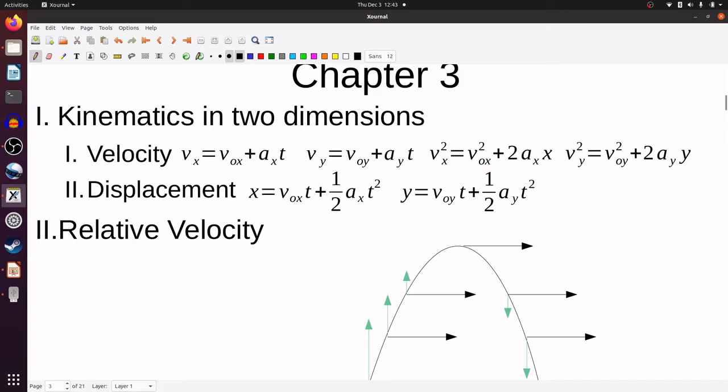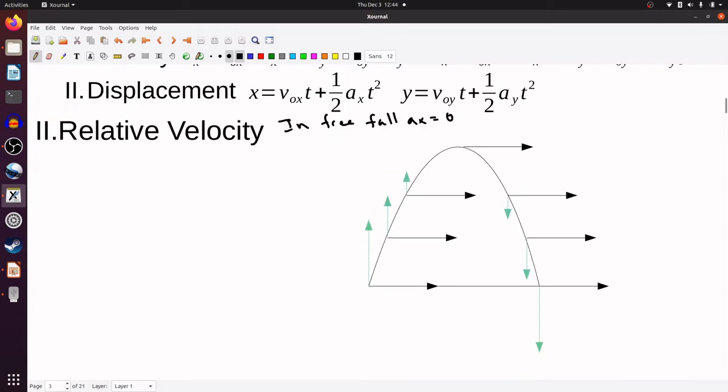Chapter 3 was kinematics, otherwise known as projectile motion. I probably used the word projectile motion more, particularly it was in 2 dimensions. So projectile motion. The most important thing about projectile motion is if it's in free fall, the acceleration in the x direction is equal to 0. And so that's where this little picture comes in.